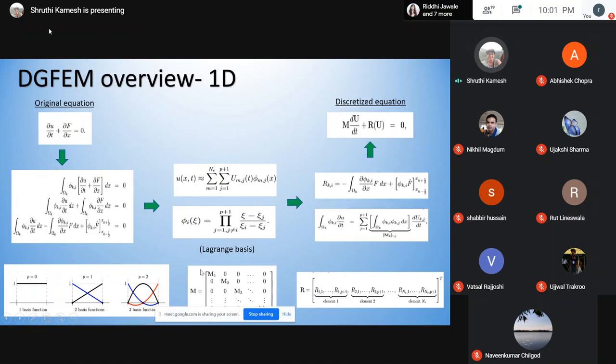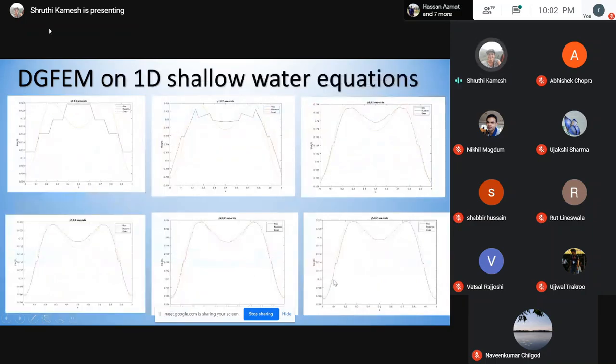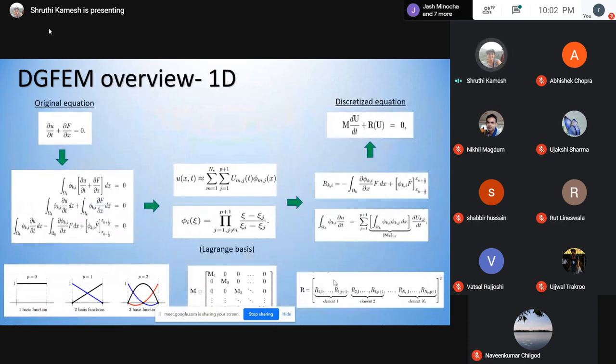So the mass matrix is an n times (p plus 1) by n times (p plus 1) square matrix, and this is again in 1D. R is an n times (p plus 1) by 1 vector. It's a huge vector where you have p plus 1 unknowns for each element. So basically, what you do is you try and solve this.